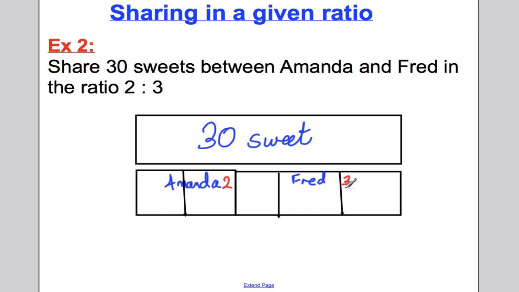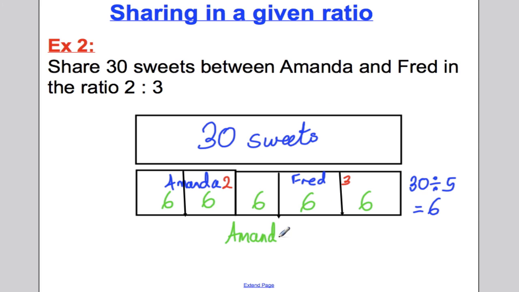Now, how many in each box? Well, how would we work out how many in each box? Well, we've got 30 sweets, and we've got 1, 2, 3, 4, 5 boxes. So we would divide 30 by 5 on our calculator and get 6. So this box must have 6, this must have 6, this must have 6, this must have 6, and this must have 6. So Amanda to Fred, this is our final answer.